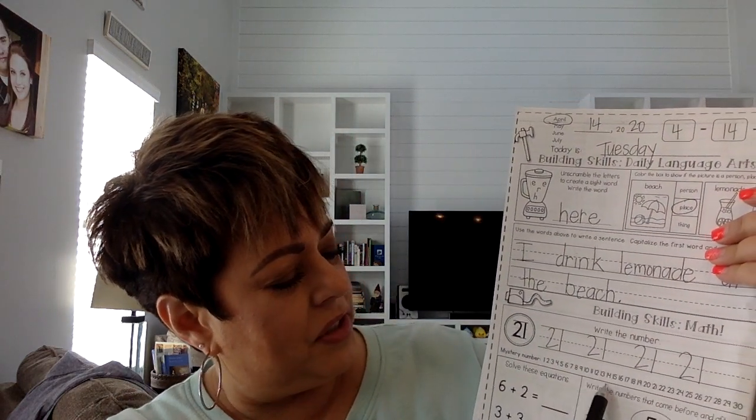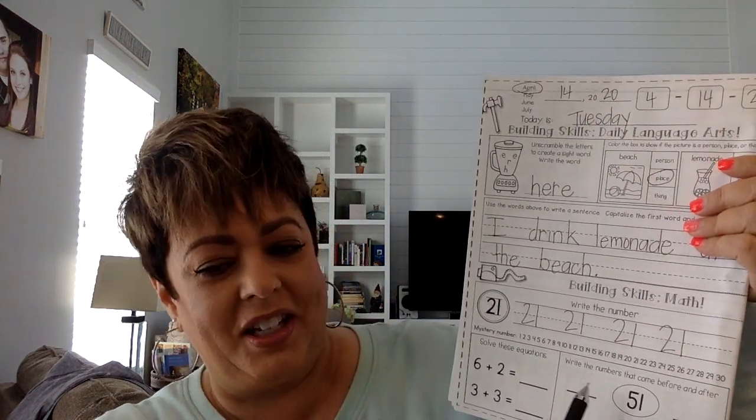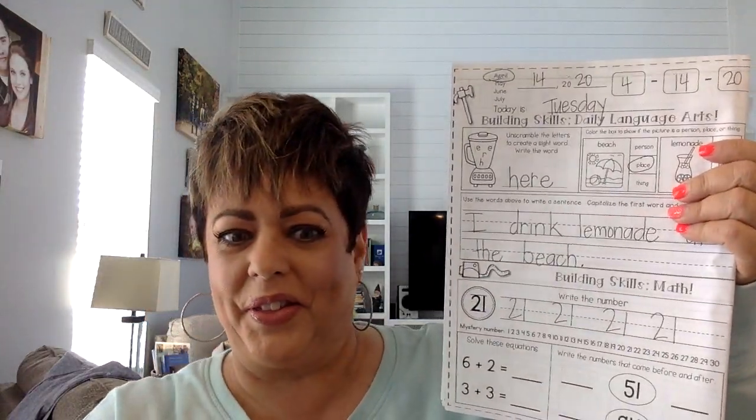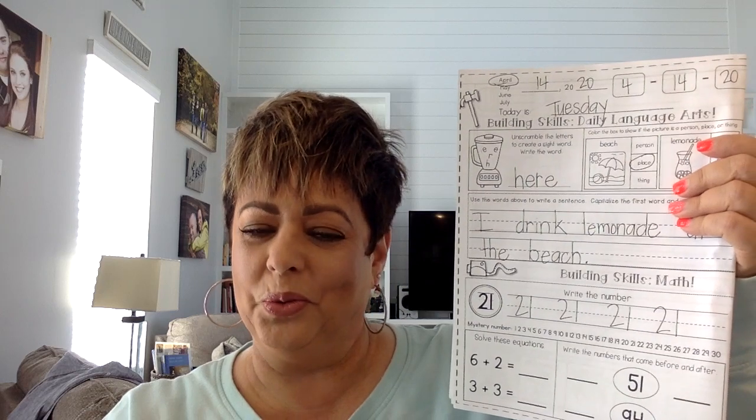For the mystery number, I'm thinking of a number between 1 and 30. Ooh, so get ready. I'm going to give you some clues. This number is greater than 20. So look at your numbers. It's greater than 20. That means that it's bigger than 20.